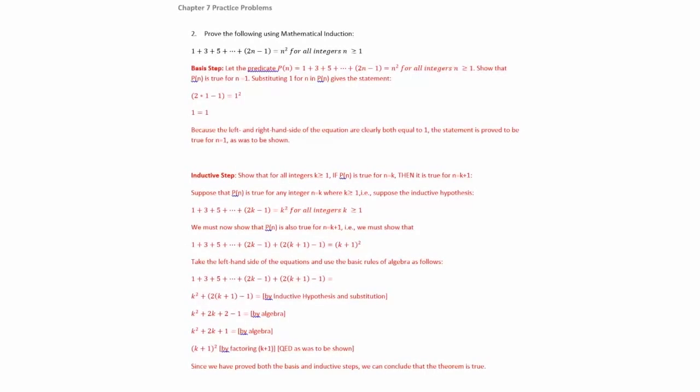Let's go through the solution for Chapter 7 Practice Problems number 2. Prove the following using mathematical induction: 1 plus 3 plus 5 plus ... In other words, we're going to continue going 7, 9, 11 until we get to 2n minus 1 is going to equal n squared for all integers where n is greater than or equal to 1.